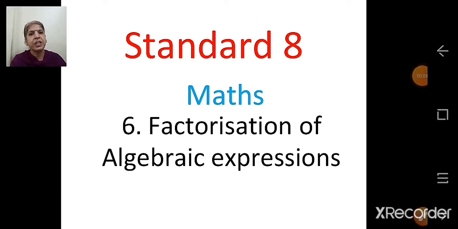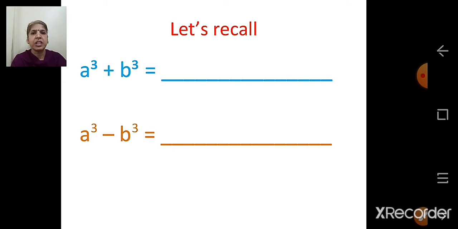We will continue with our chapter 6, factorization of algebraic expressions. So children, you have to write these formulae. Write only answers. A cube plus B cube. Second formula is A cube minus B cube. These are the two important formulae which we have studied in the previous sessions.